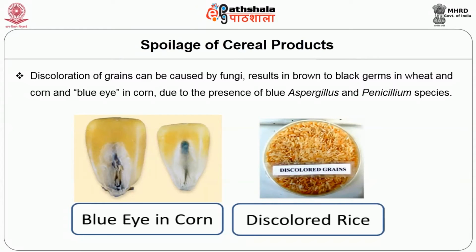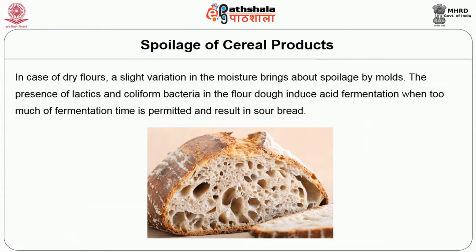Mycotoxins are toxic secondary metabolites produced by filamentous microfungi or molds. The presence of molds produces mycotoxins which are capable of causing disease and even death in humans and animals. In case of dry flours, a slight variation in the moisture brings about spoilage by molds. The presence of lactic and coliform bacteria in the flour dough induces acid fermentation when too much fermentation time is permitted and also results in sour bread.